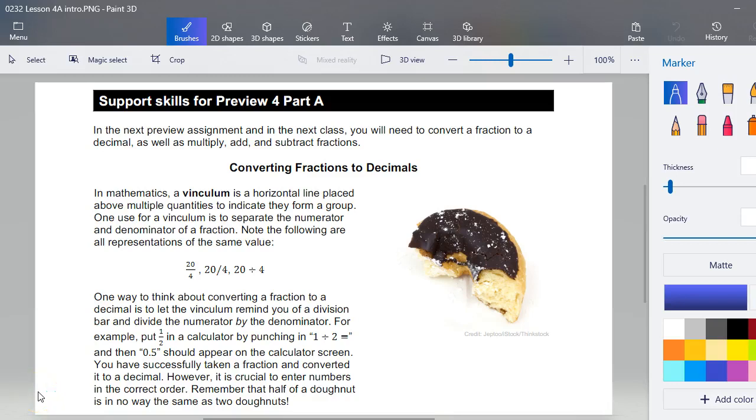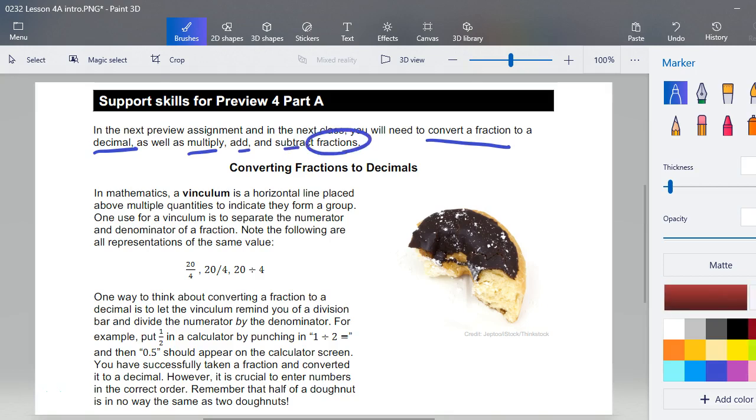Now let's get lesson 4A started. In the next preview assignment in the next class, you're going to need to be able to convert a fraction to a decimal, as well as multiply, add, and subtract fractions.